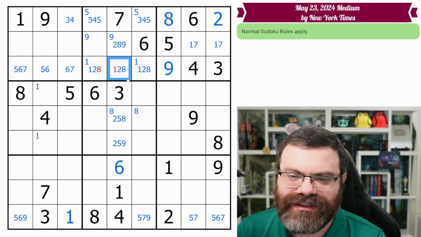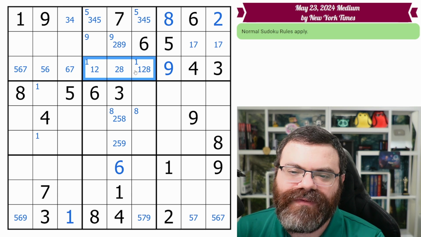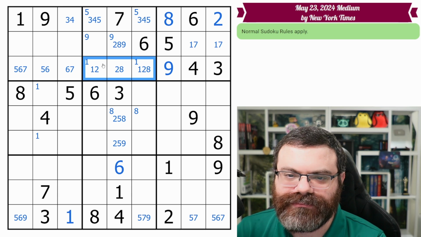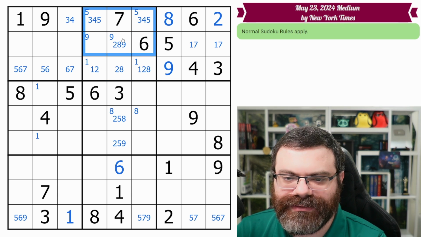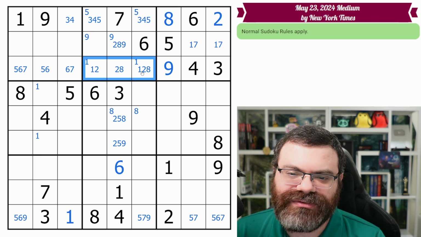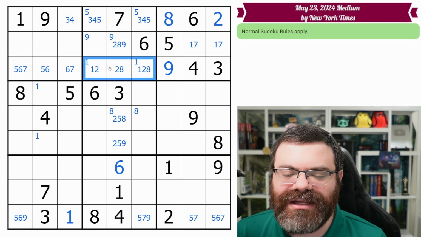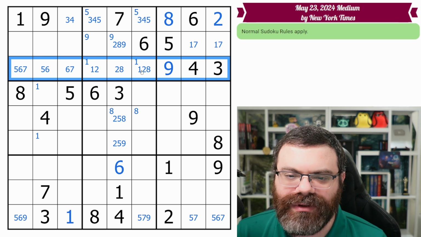And so we see that this sees a 1 and this sees an 8. So if the 1, 2, 8 are here, they aren't here. This is a 1, 2, 8 triple, right? The 1, 2, and 8 will end up in these 3 cells. We know that for the row.